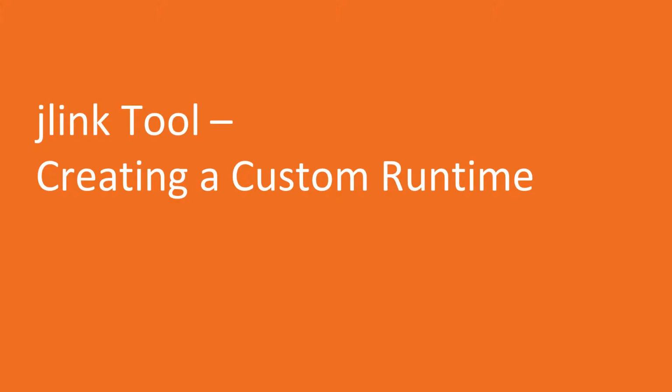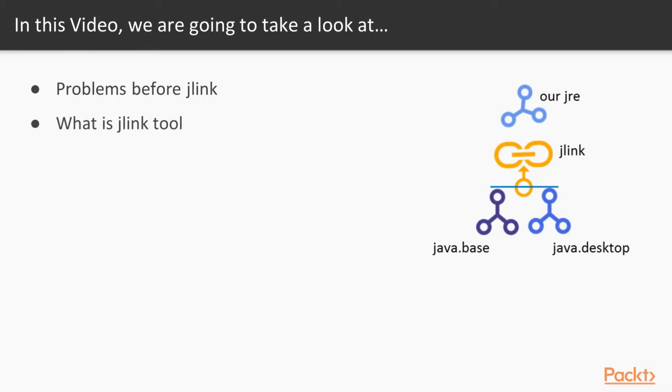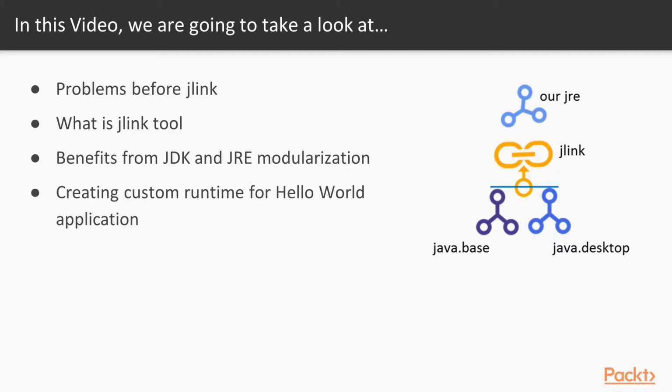Now we move on to the first video of this section, the jlink tool, creating custom runtime images. In this video, we are going to take a look at what is the problem which led to creating such a new tool, the jlink command. What is the jlink command exactly and where to use it, and how the JDK and JRE modularization will help us to create our reliable custom runtime images smoothly. After all of this, we will use the jlink command to create a custom runtime image for our Hello World application we have developed earlier.